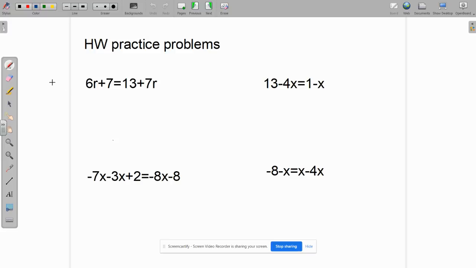You have 6r plus 7 equals 13 plus 7r. So this is one of those where you have your variables on both sides, and you want to isolate your variable, which is r. My first step is I want to get r just on one side. I don't want to deal with it on both sides. So I'm looking at this, and I can subtract 6r from both sides. That will leave me with 0r over here, so just 7, and then 13, then 7r minus 6r would be just plus r.